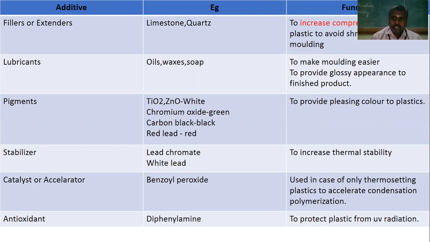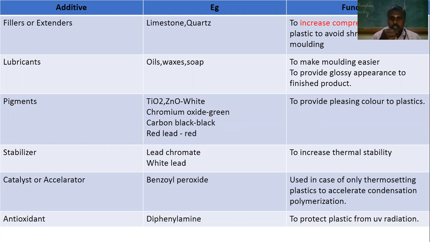And then the third one is filler or extender. So what are the functions of this filler? To increase the compressive strength of plastic and to avoid shrinkage during molding. It is also used to reduce the cost of the plastic. So what are the examples for fillers or extenders? Limestone and quartz are the examples for fillers and extenders.